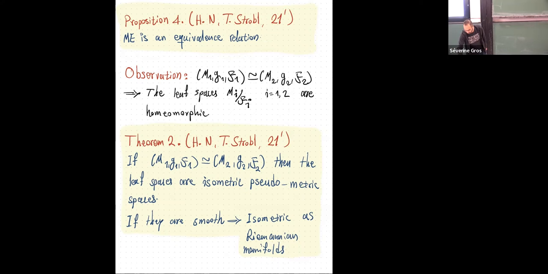We can say that if these two SRFs are Morita equivalent, then the leaf spaces are isometric pseudometric spaces, or saying that this homeomorphism preserves the distance between the leaves. And in the case these leaf spaces are smooth, they would be isometric as Riemannian manifolds.